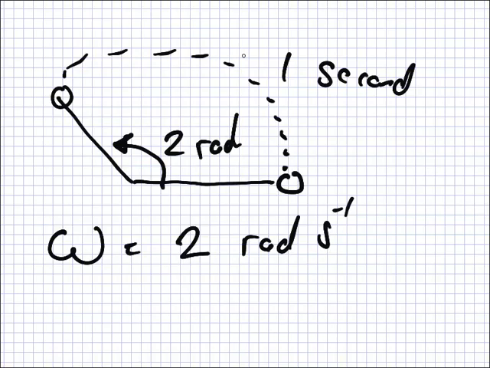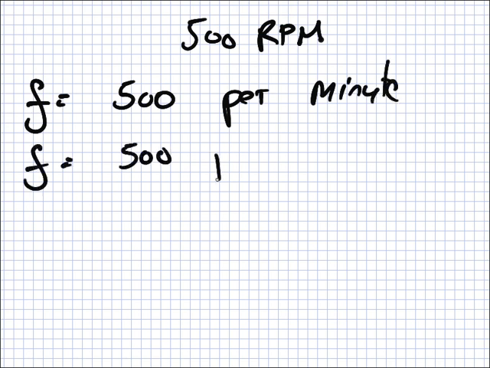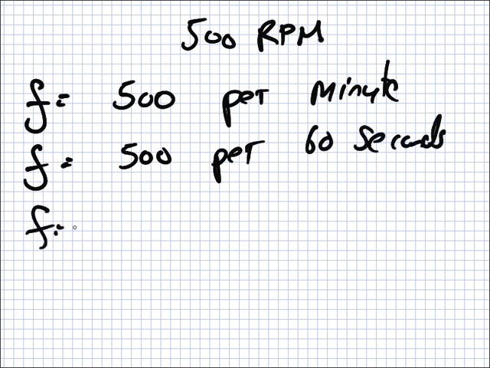Let's have a look. So, you have 500 RPM. So that means your frequency, if you want to think about it like this, is 500 per minute. So that means that's 500 per 60 seconds. So that's 500 over 60 per second. Now, what is that 500 over 60? I'll just write that as 25 over 3, isn't it?